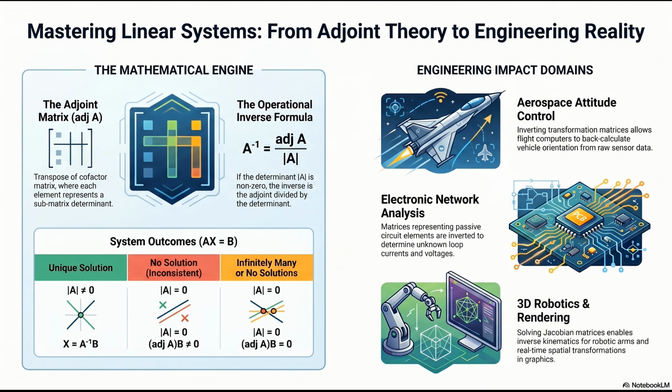Right. So to understand how engineers control rockets or render video games, we have to start at the foundational building block, right? The matrix. Yeah, the matrix. It's essentially a structured grid of numbers representing a system of linear equations. But to actually use it to solve a physical problem, you have to perform a sort of surgical operation on that grid. To find what the math calls the adjoint matrix. Exactly. But before you get the adjoint, you have to build a matrix of cofactors.